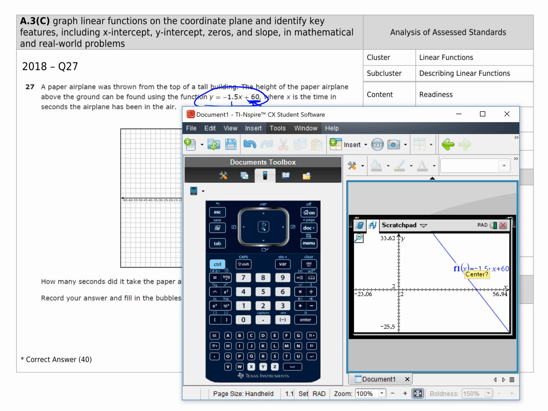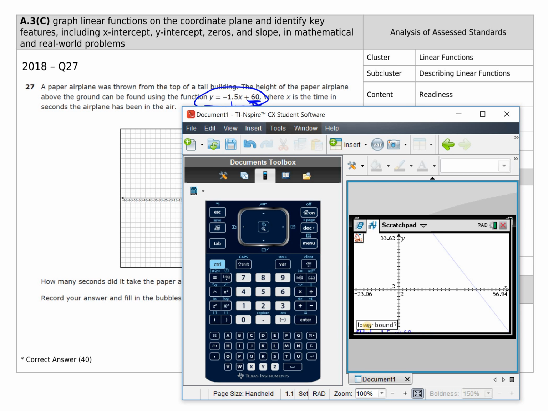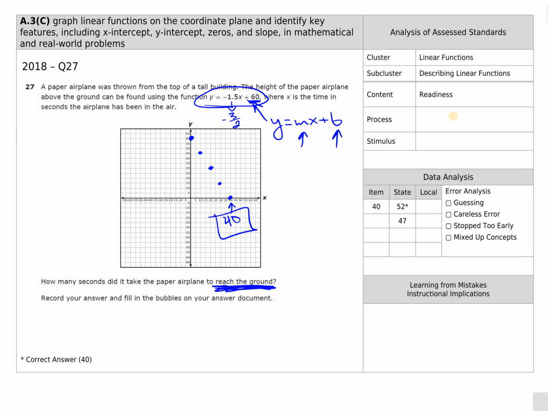Okay, so now we see the line, and there we see where it's entering. Here's 50, but we don't know exactly where it's crossing. So we'll hit escape to get out of the zooming feature. We go back menu, and we can analyze the graph. We want to know what the 0 is, the x-intercept. It says lower bound, so we click to the left. Then it says upper bound, we click to the right, and it gave us the 0 right there. 40 was the answer. So that's how you can get the calculator to tell you how to do it.